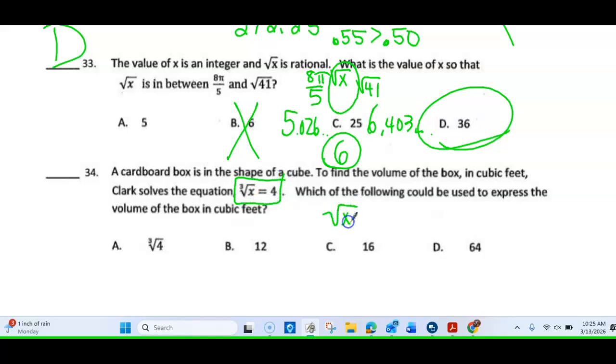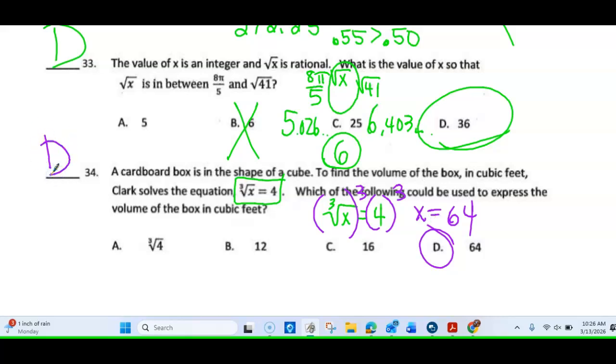The cardboard box, this says, is this math problem? To solve that math problem, you have to do the opposite of a cube root. The opposite of a cube root is cubing. So this should be x is 64, which is letter D.